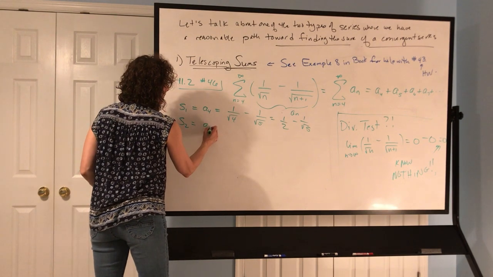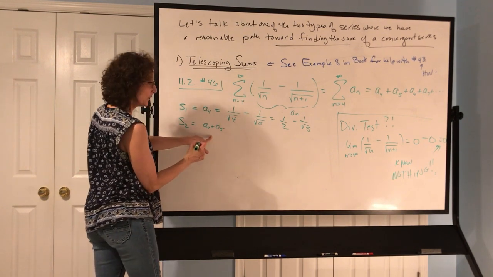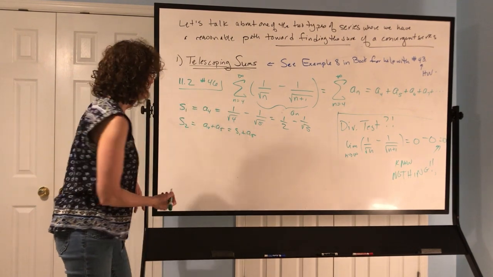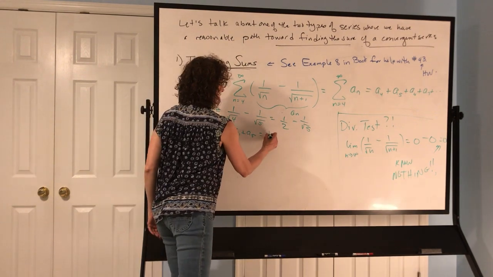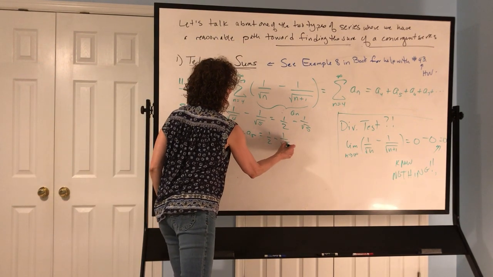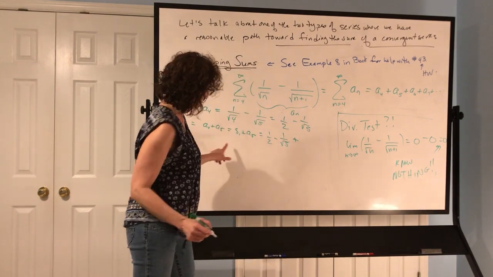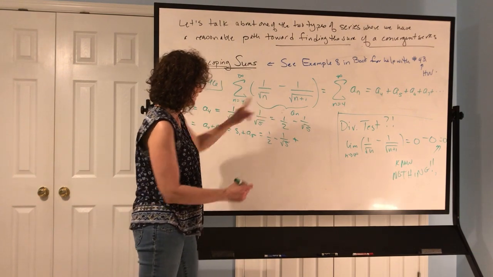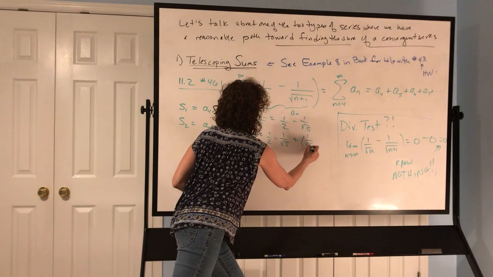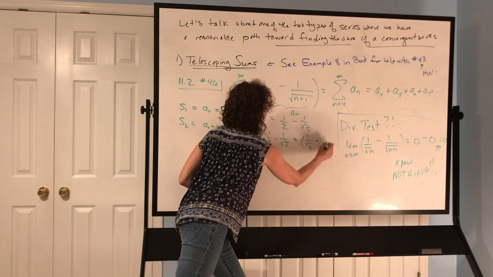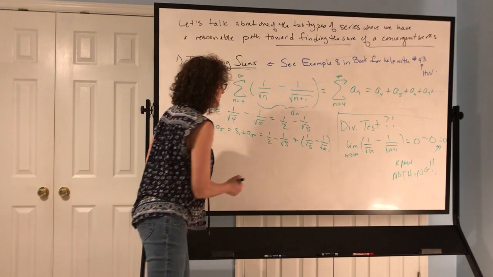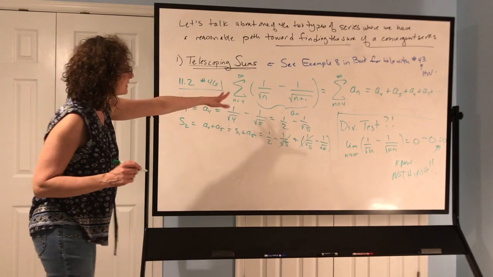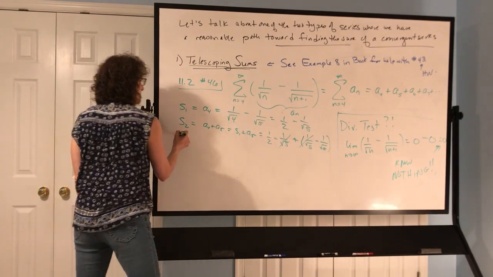S2 is going to be A4 plus A5, the sum of the first two terms, which is just S1 plus A5. S1 was 1/2 minus 1 over root 5. Now let's add A5, which is when I plug a 5 in, so I get plus 1 over root 5 minus 1 over root 6. We're seeing something happen again: minus 1 over root 5 and plus 1 over root 5 cancel.